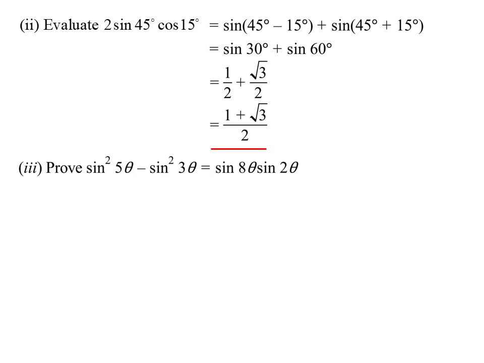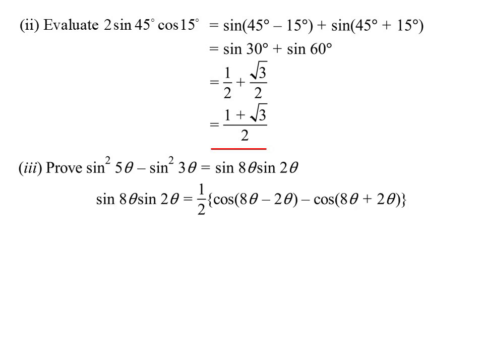I want to prove this expression here. Sine squared 5 theta minus sine squared 3 theta is sine 8 theta, sine 2 theta. This is a situation where I think I'm going to start with the right-hand side rather than the left-hand side. I'm going to turn that product into a sum. So it would be half of, well, it's sine sine. It came from the cosine function, but sine's different to cosine, so I know I have the difference. 8 theta minus 2 theta is 6 theta. 8 theta plus 2 theta is 10 theta.